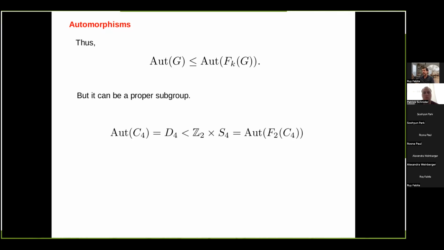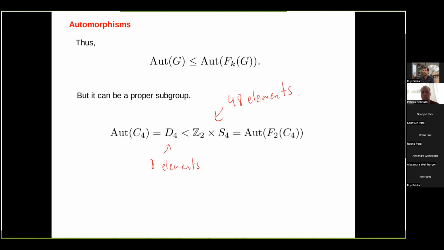And it can be a proper subgroup. There are instances when the automorphism group of the token graph is actually larger. When we first encountered this phenomenon, it was very mysterious because it seemed very counterintuitive. Where are these new symmetries coming from? It doesn't quite make sense, because sometimes it is the same group, and sometimes it's bigger, and it can be quite a bit bigger.